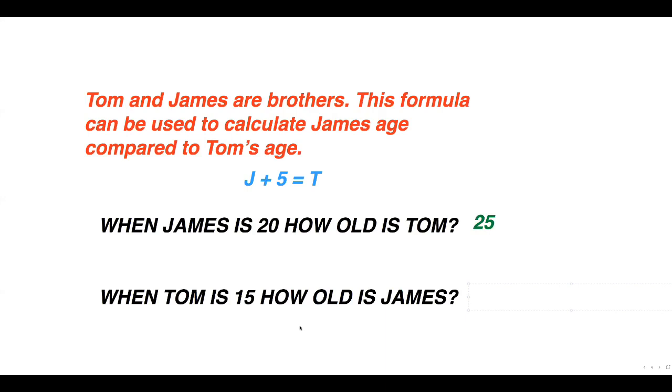Okay, so when Tom is 15, how old is James? Again, we do 15 minus 5 because we're doing the opposite this time. So 15 minus 5, and we have 10. Okay, so James is 10 years old. So there's a 5-year difference.